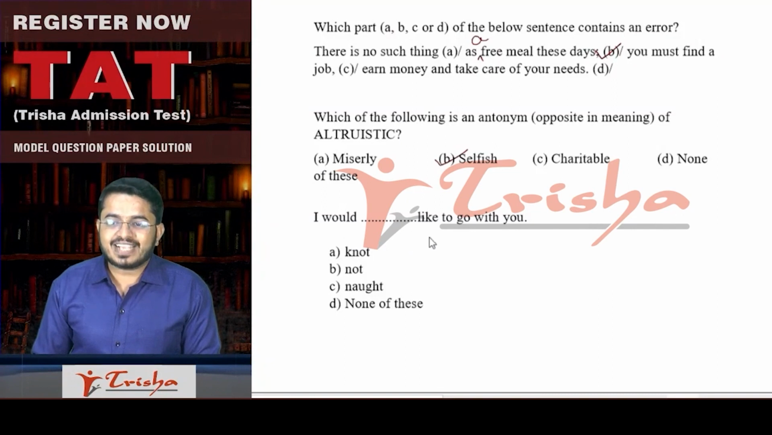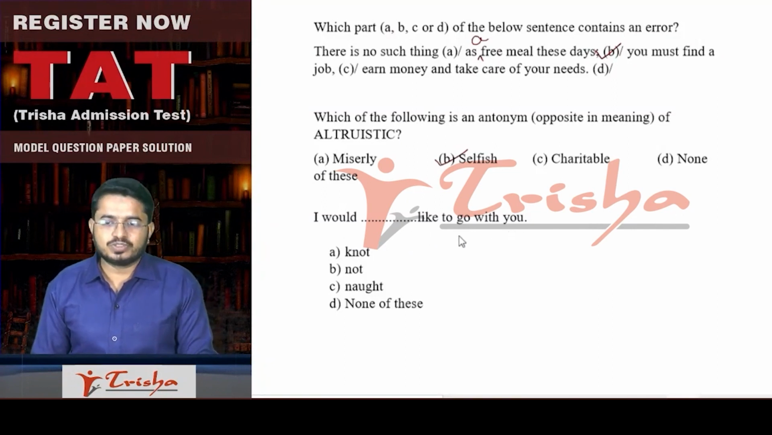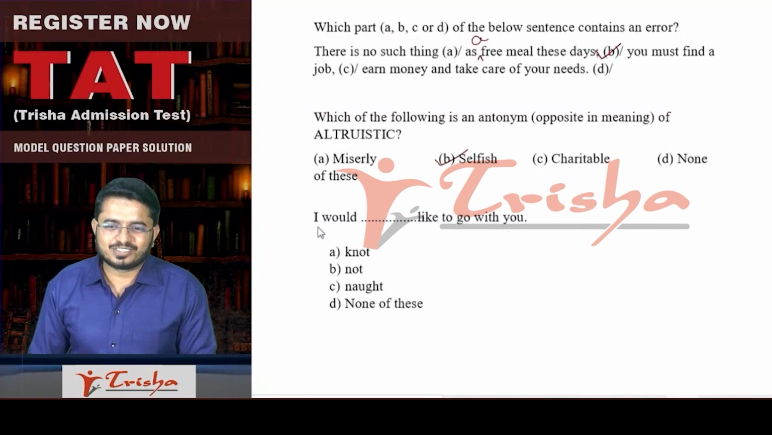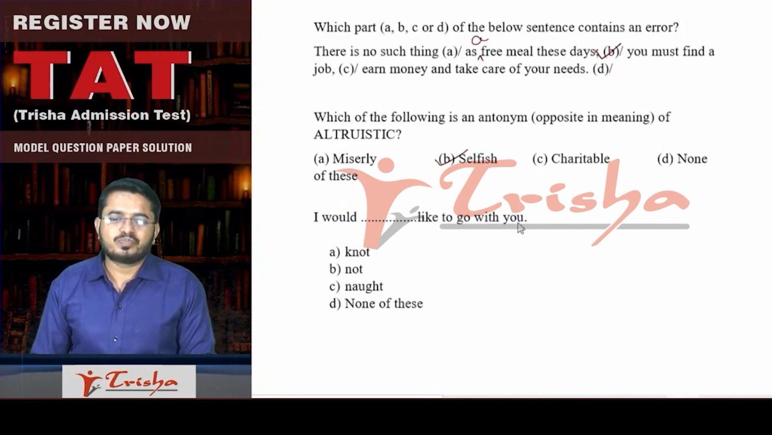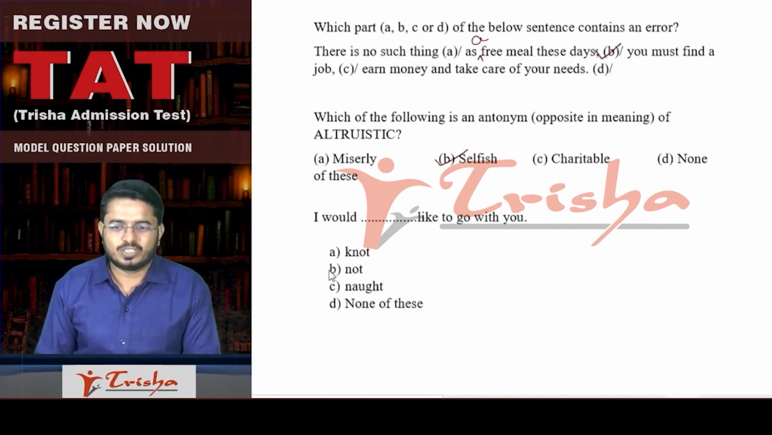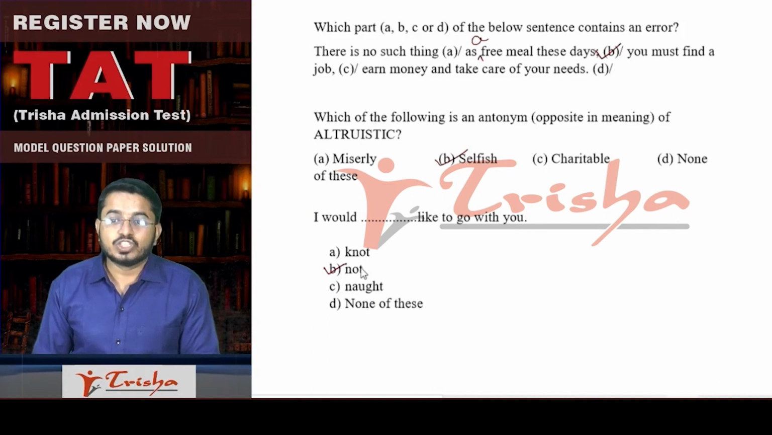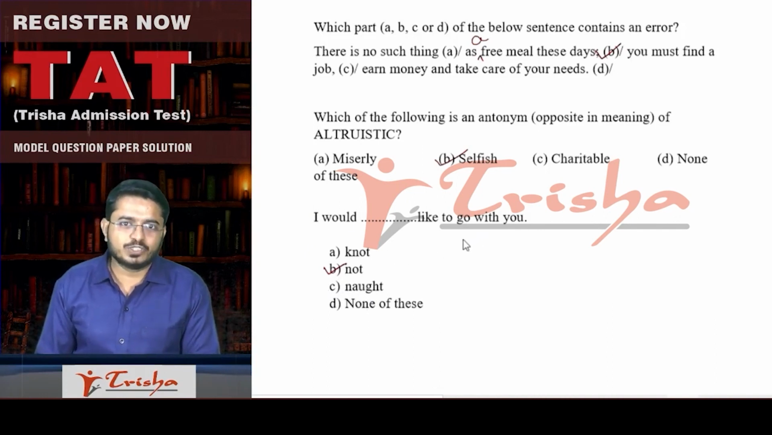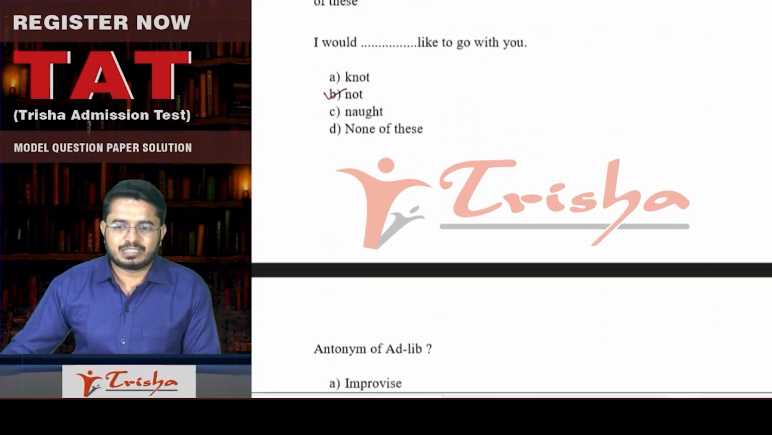I would dash like to go with you. So if you take this dash outside, I would like to go with you. Obviously, you may feel this is the right one, but there is a dash and there are options. So not, K-N-O-T, right? Is that the right answer? No. N-A-U-G-H-T, not. Is that the right answer? No. Obviously, option B is the right answer here, right? I would not like to go with you is the correct statement.